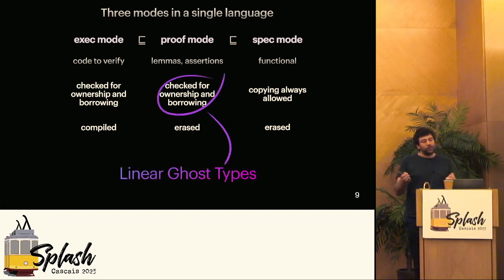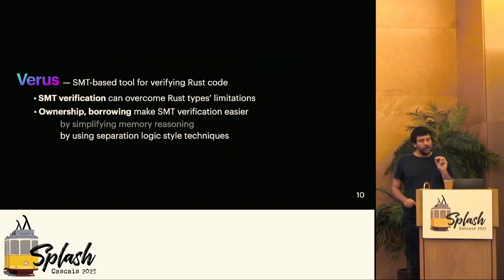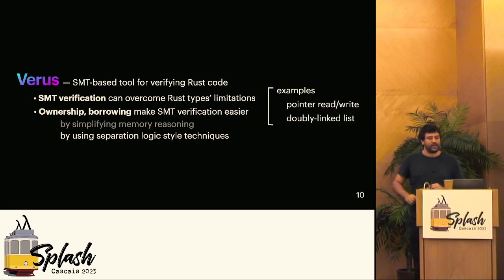So we're going to focus on the fact that proof mode code is checked for ownership and borrowing and how that enables linear ghost types. So Verus, again, uses SMT verification to overcome Rust type system limitations, and we'll see how, with linear ghost types, it uses ownership and borrowing to make SMT verification easier. And we're going to focus on the fact that it does this by using separation logic style techniques that leverage these linear ghost types. Again, we're going to go through a couple of examples.